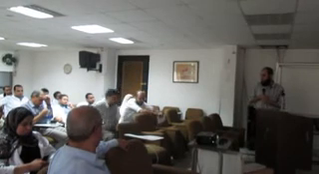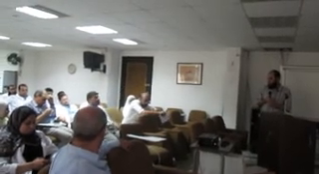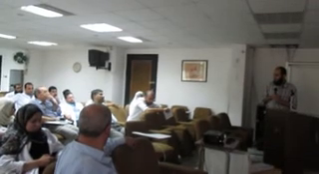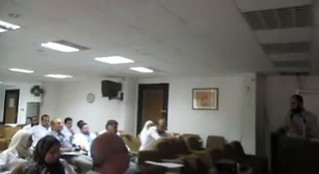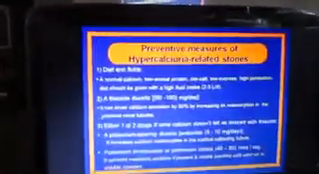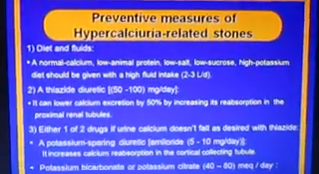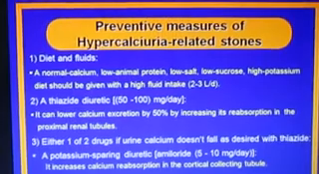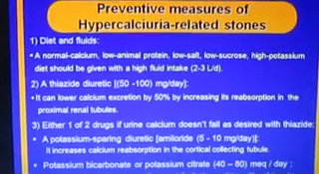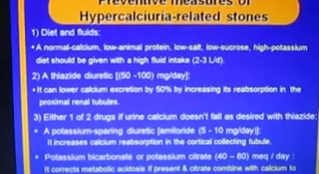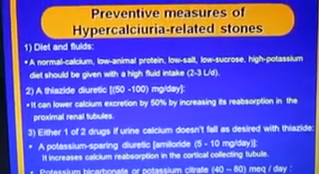These parameters are to avoid stone formation, right? But they are not ideal or guidelines for every stone type. Measures for prevention of formation and recurrence of urinary stones. Preventive measures of hypercalciuria related stones. Diet and fluids: a normal calcium, low animal protein, low salt, low sucrose, high potassium diet should be given with a high fluid intake from 2 to 3 liters per day.